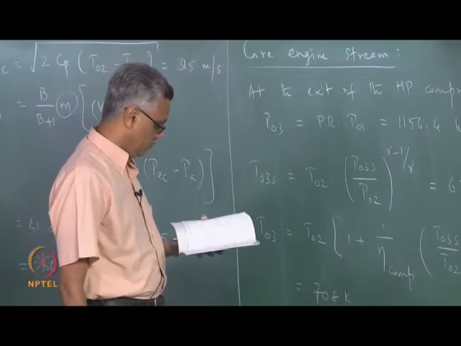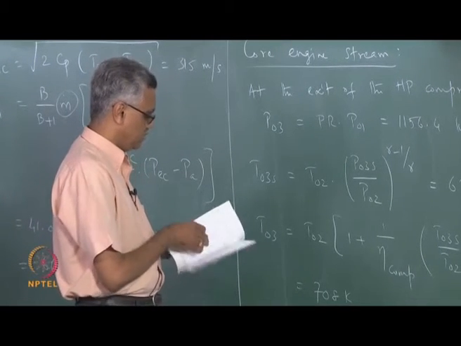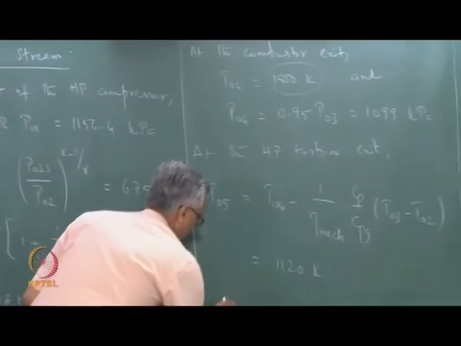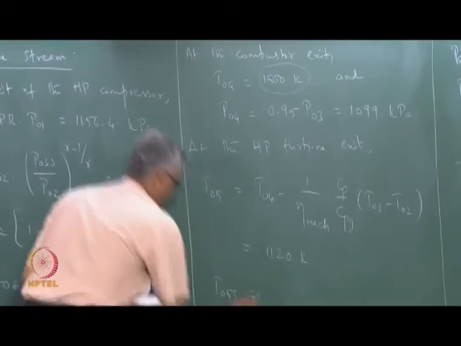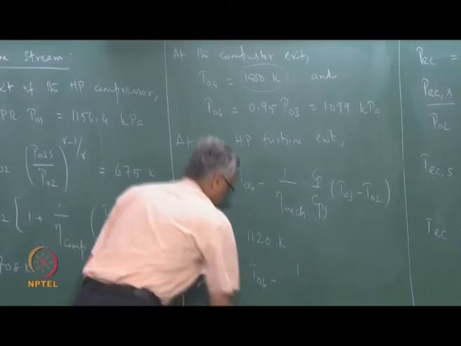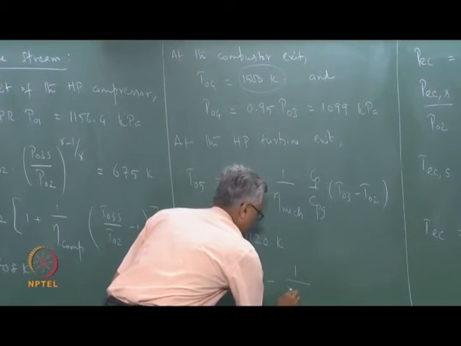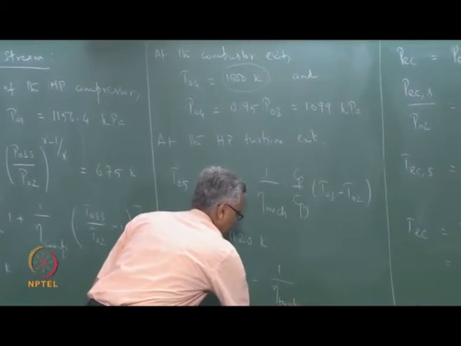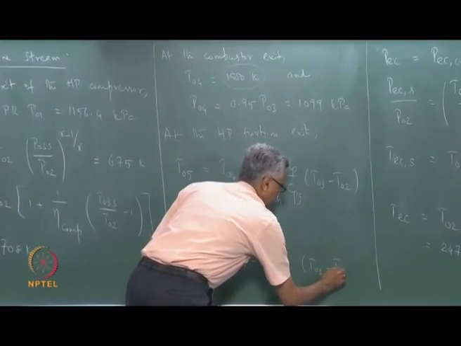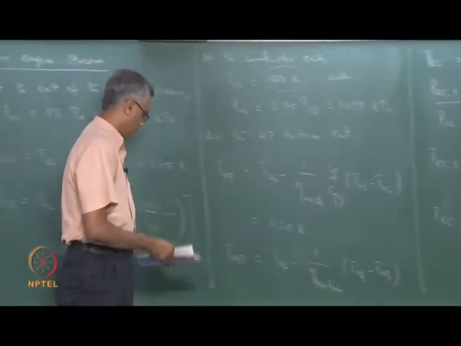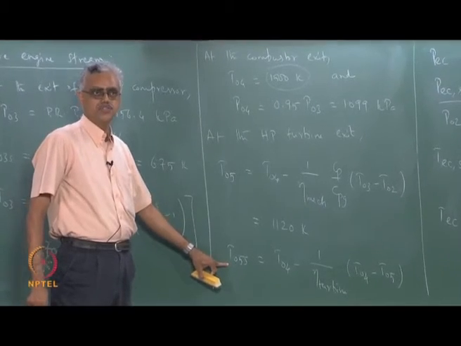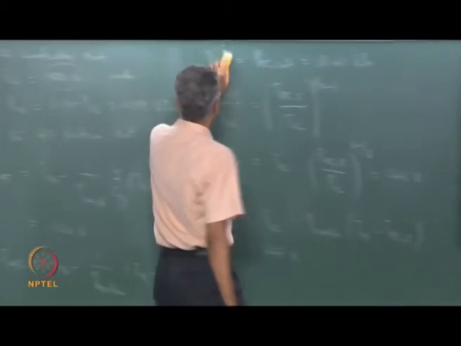So I have T05 now, I need to evaluate P05. To do this, I calculate my T05S using the definition of the isentropic efficiency of the turbine. T05S is equal to T04 minus 1 over eta turbine times T04 minus T05. So this is the definition of the isentropic efficiency of the turbine, and I can calculate T05S.